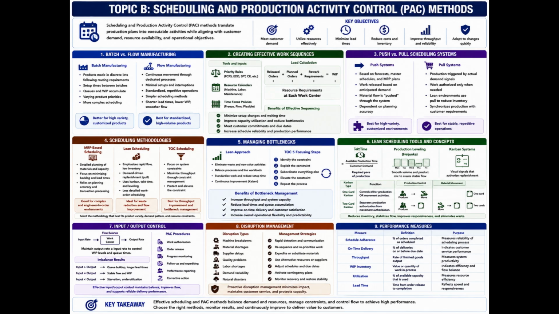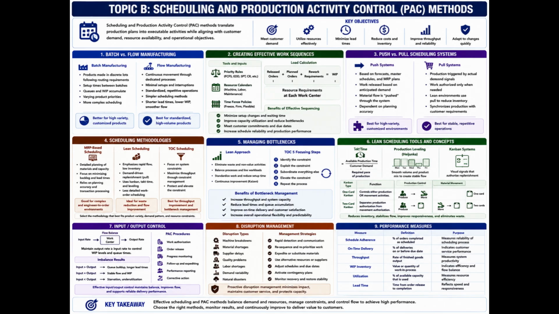Push and pull scheduling systems represent two fundamentally different approaches to controlling manufacturing operations. Push systems rely on forecasts, master schedules, and MRP-generated plans to release work into production based on anticipated demand. Flow of materials is driven by planned schedules, making coordination highly dependent on accurate forecasts and planning data.